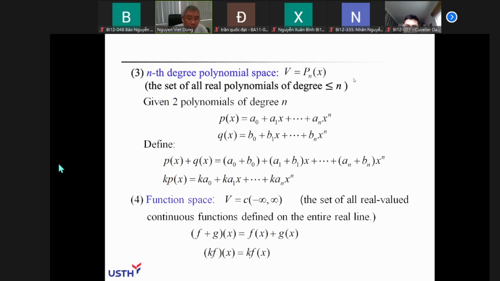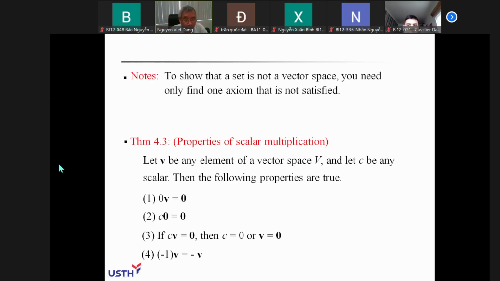And here is an example, the space of polynomials of degree less than or equal to n. And example number 4 is the space of continuous functions. And there is one remark: in order to show something is not a vector space, you need to find only one axiom or one property in the definition to be broken. It is not satisfied. That is the way we show something is not a vector space. And there are some more properties of scalar multiplication, and you can read them. That is what we studied last week, and today we begin from this point.